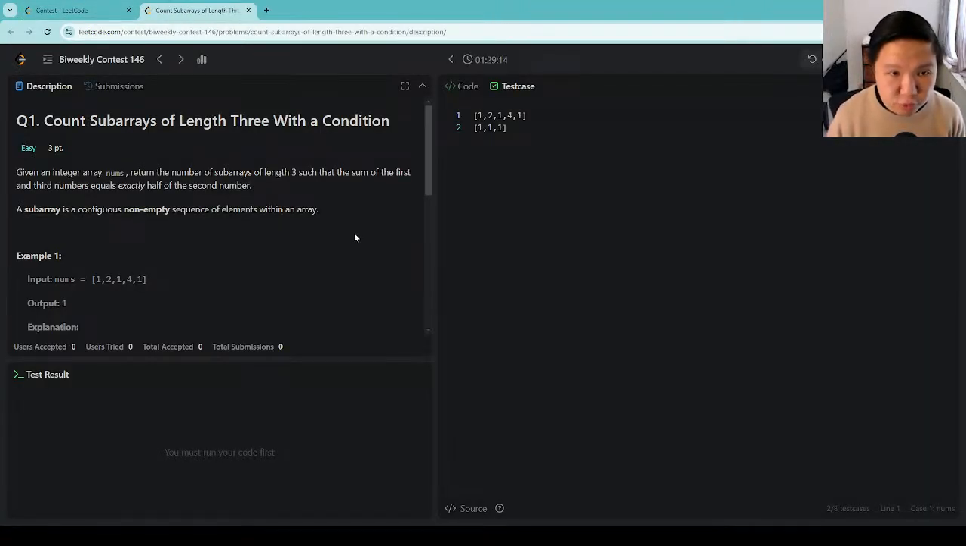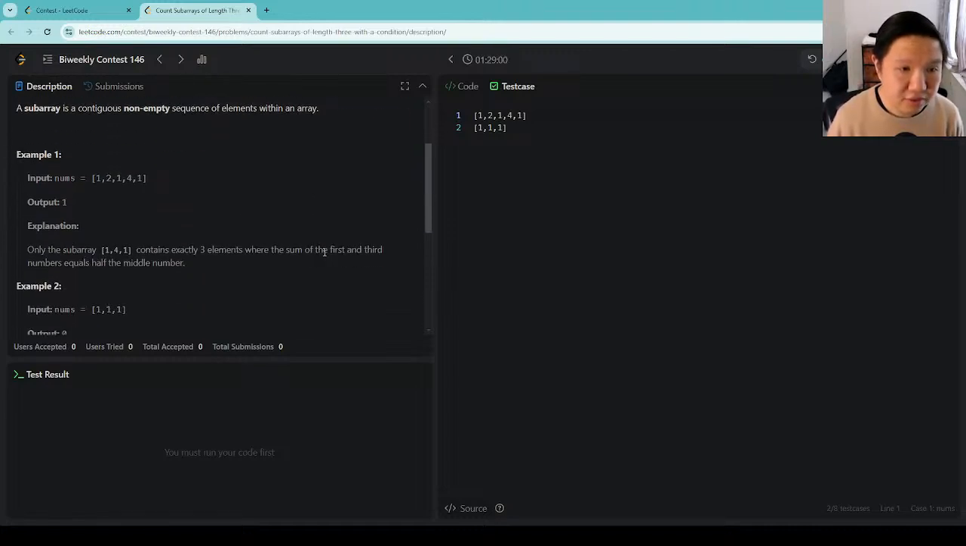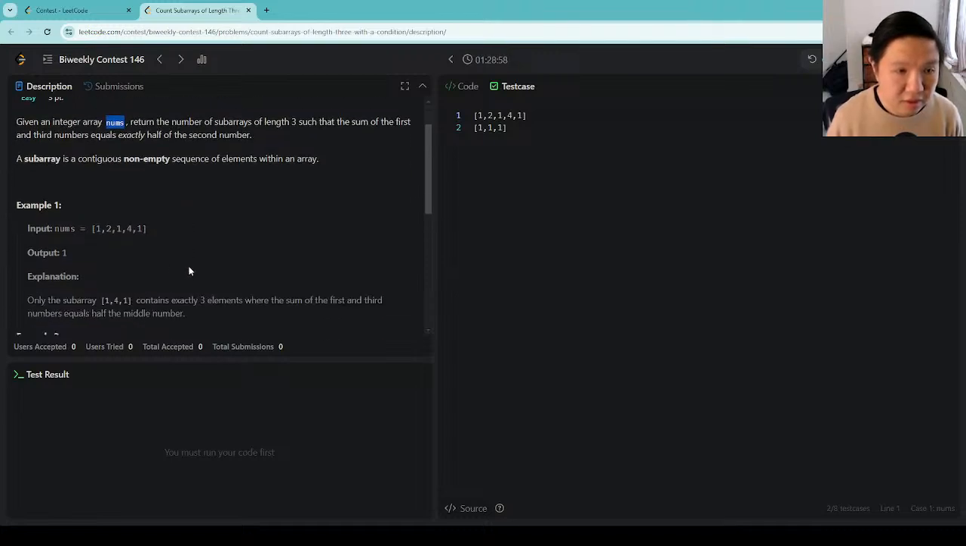Count subarrays of length 3 with a condition. Given an integer array nums, return the number of subarrays of length 3 such that the sum of the first and third numbers equals exactly half of the second number. Okay, so here's the example, 1 2 1 4 1. The sum of the first and third numbers is exactly half of the second number. So 1 and 1 is 2, second number is 2, so that's not it. Okay, so only 1 4 1. 1 plus 1 is 2, and then 4, half of 4 is 2. Okay, this kind of math question shouldn't be too difficult.